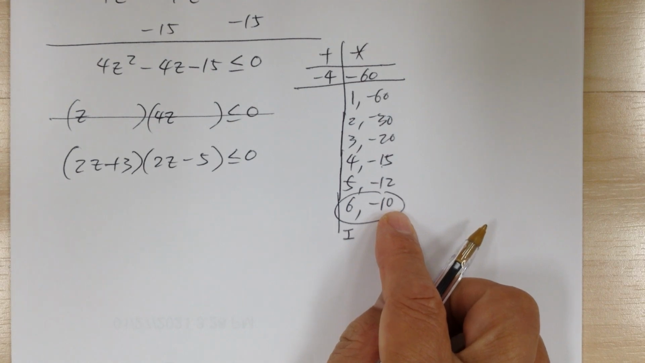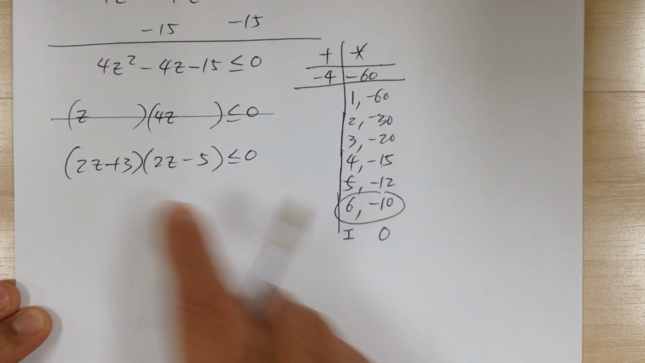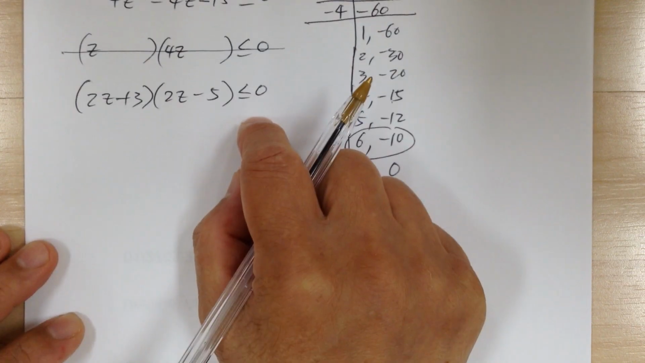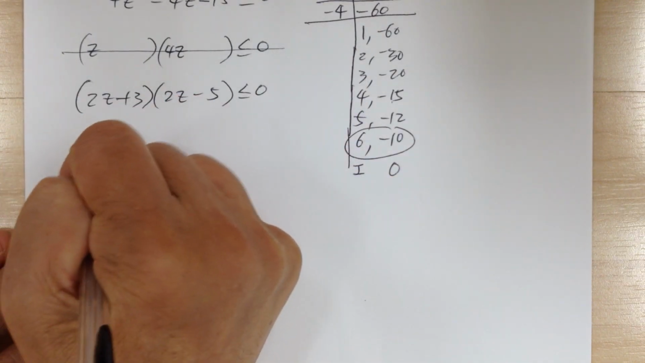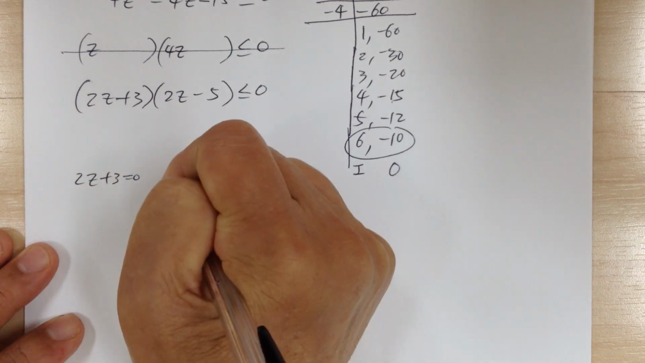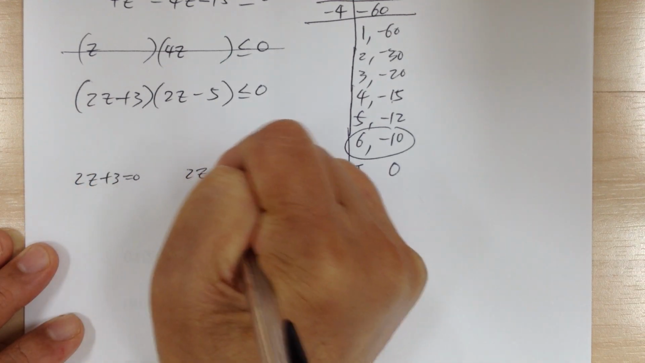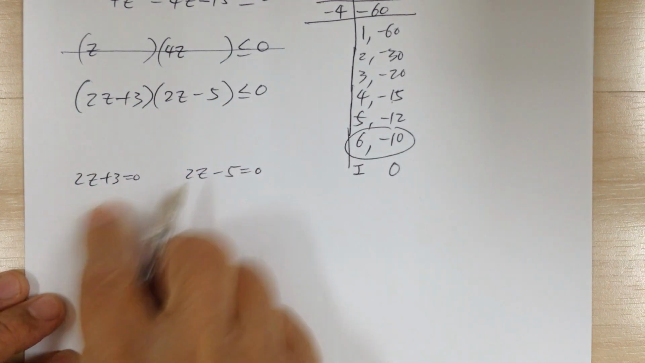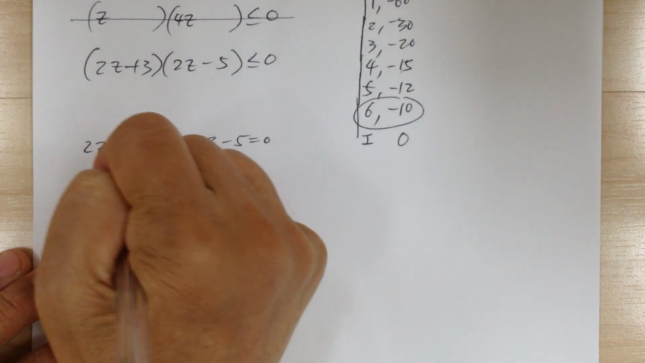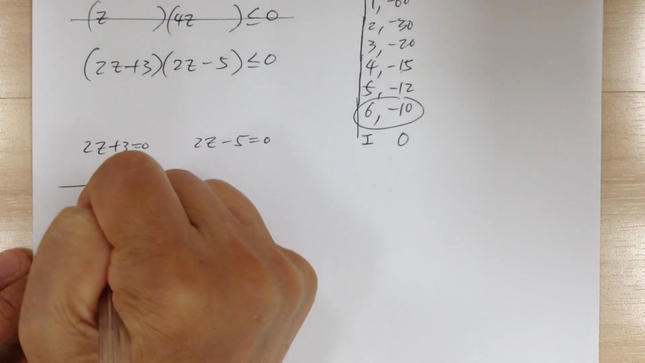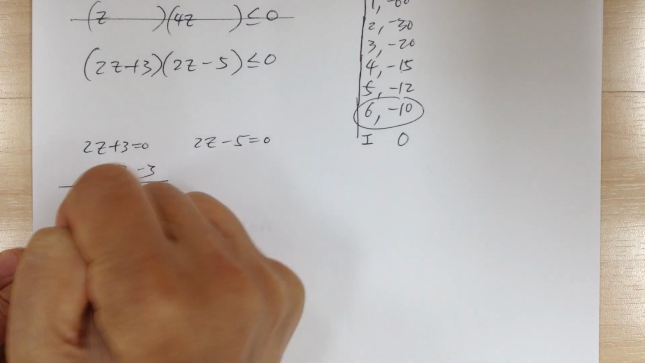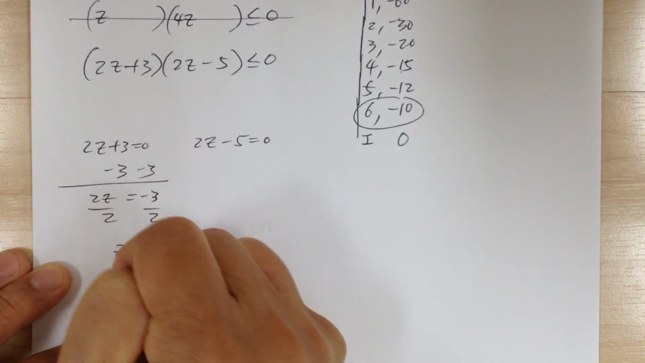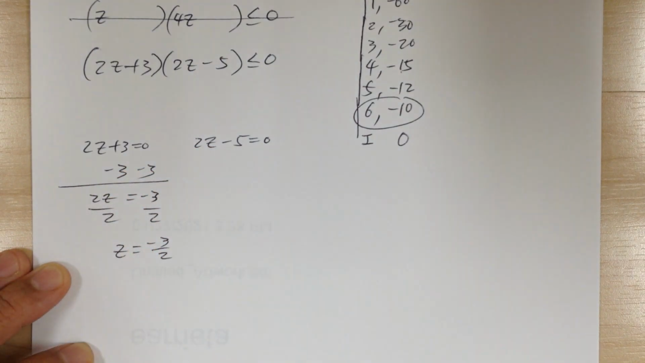Okay, so now this is not as obvious. So what you need to do is find the zeros. I'm going to skip a little space over here. So to find the zeros, you just set them equal to 0, and then you solve, right? So minus 3, so you get 2z equal to negative 3. Divide by 2, divide by 2. So z equals negative 3 over 2.